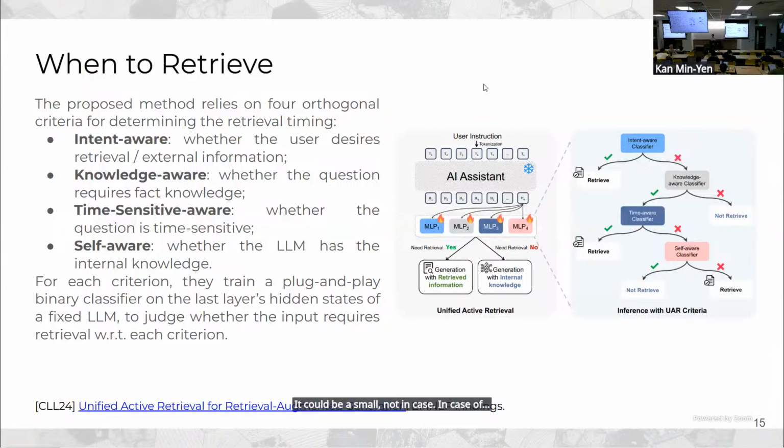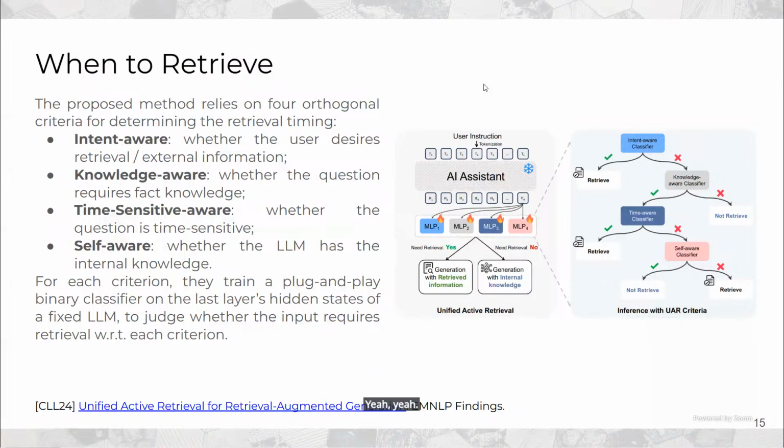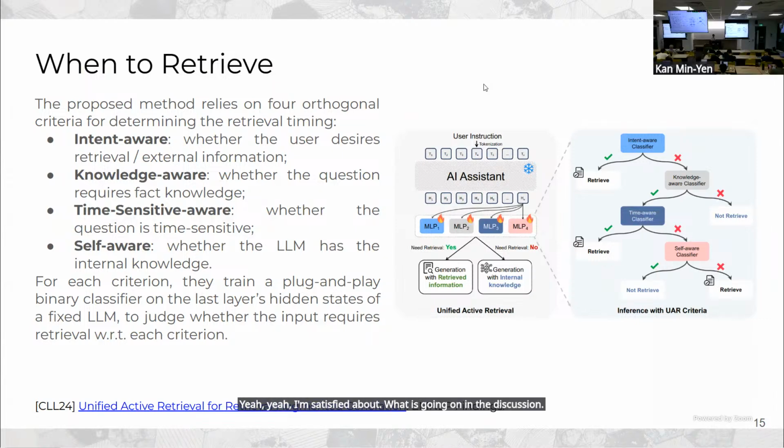Online, does that answer your question? Sorry, we can't see who you are, so we can't see whether you're satisfied with the answer or not. Yeah, I'm satisfied with what is going on in the discussion. Okay, that's for your question. We'll double check it. Okay, because we're continuing.